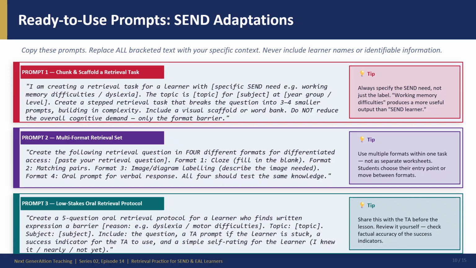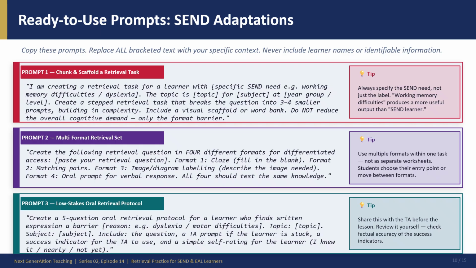Now the prompts. These are copy ready. Replace every piece of text in square brackets with your specific context. And I want to emphasize one thing before we go through them. The quality of what AI produces is directly related to how specific the information is that you provide. Generic prompts produce generic outputs. Specific prompts produce useful ones.